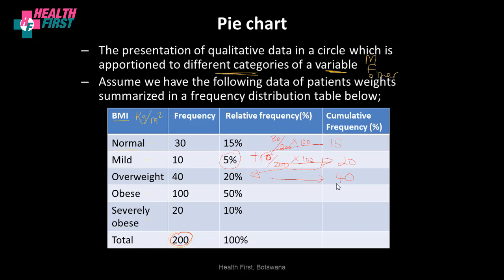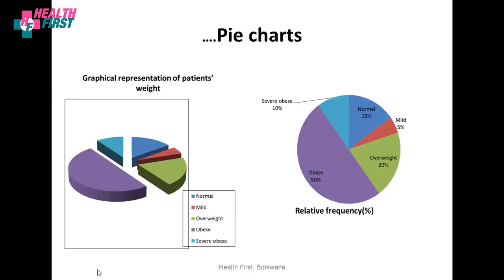Right? And then we add this 40 to this 50 and we get 90. We add the 90 to the 10 and we get 100. So that's our cumulative frequency. The total, of course, is expected to be 100 since we are dealing with percentages. Now we can use that information and display it in the form of a pie chart as shown below.